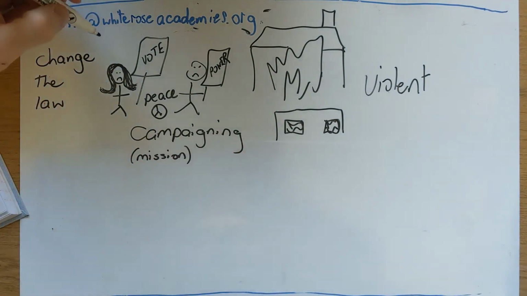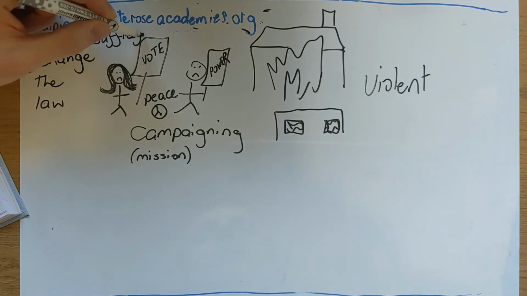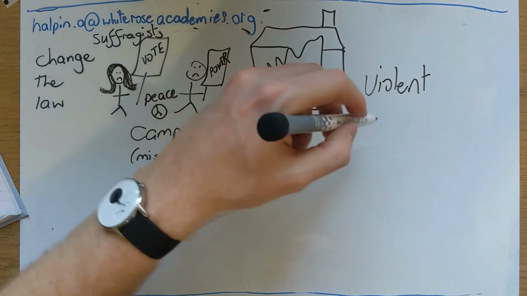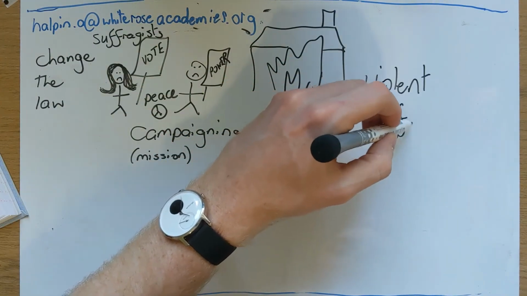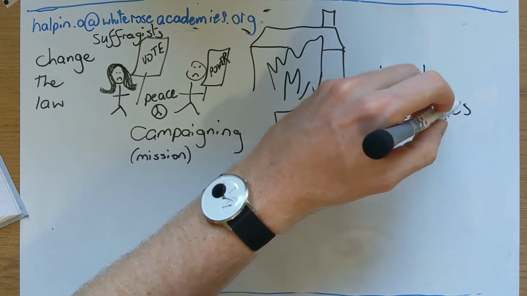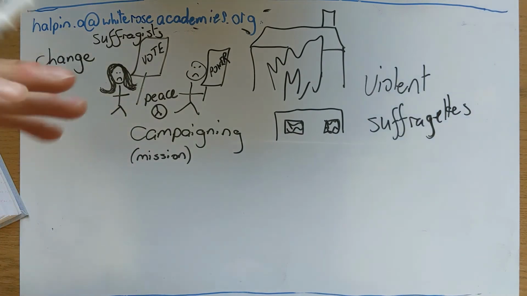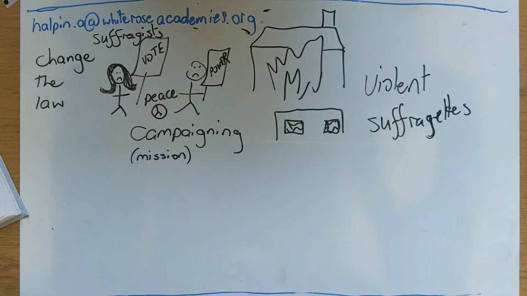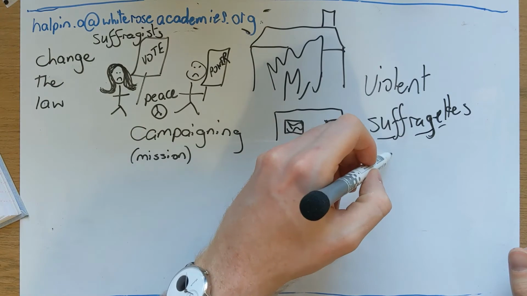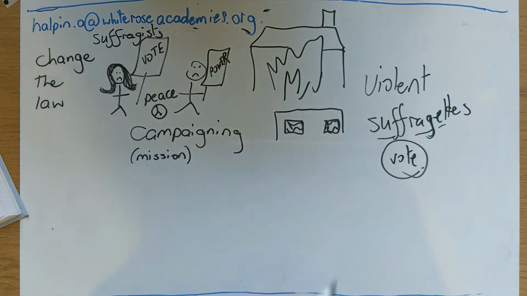So the group that were peaceful were called the suffragists, and the people that were violent were called the suffragettes. Now, I'm not going to go into too much detail in this, but this is something we're going to cover this year. So the suffragists and suffragettes, they were trying to change the law. Suffrage basically is a posh word for vote. So they were trying to get the vote. They were trying to make the government change their mind and get to vote.